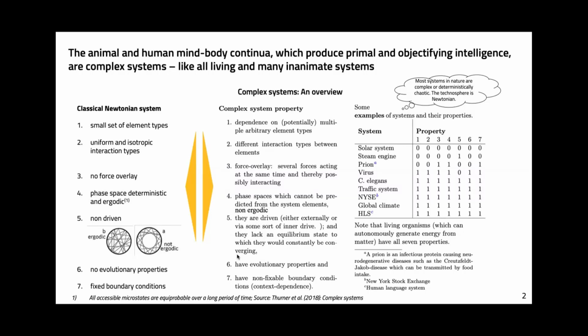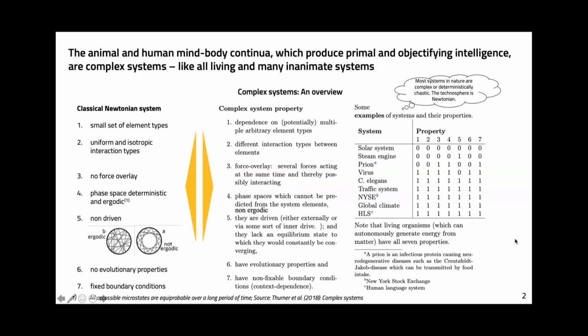Also, complex systems have evolutionary properties, so they can evolve new element types, and they have non-fixable boundary conditions, so they are context dependent. You can read this comparison of complex and classical Newtonian systems in Turner et al., a very good book about complex systems.